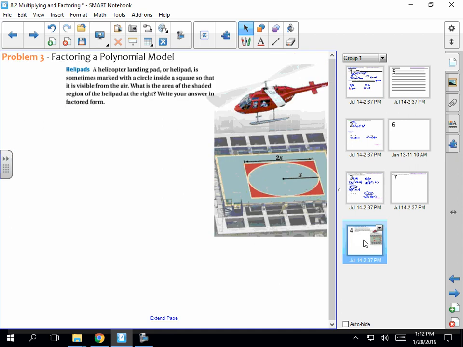All right, this is a Common Core sort of problem where we're going to model mathematically what's going on here. It says that the helicopter, you have to look up here because yours isn't black and white. So a helicopter landing pad or helipad is sometimes marked with a circle inside a square so that it is visible from the air. What is the area of the shaded region of the helipad at the right?